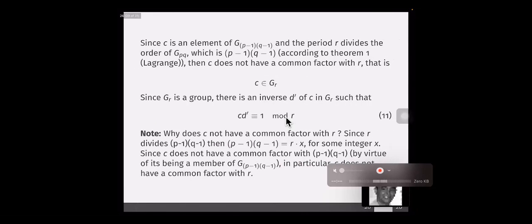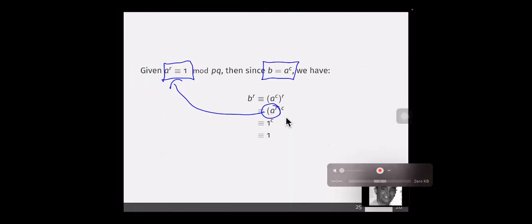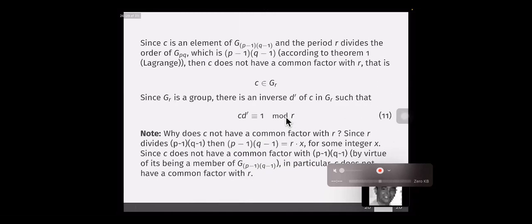Okay, guys. Now the next page is quite a mouthful, but let's do it step by step. We know that C is an element of G(P-1)(Q-1), and we know that the period R divides the order of G(PQ) by the Lagrange Theorem. So what is the order of this group? The order of this group is nothing but (P-1)(Q-1).